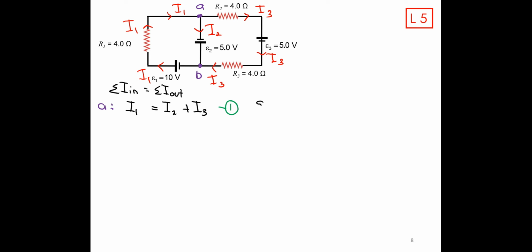Or you can use junction B. For junction B, we can see that I2 and I3 are in the junction. So I2 plus I3 is our I in, and away from the junction it is I1. So it is the same. If you refer to junction A and junction B, I2 plus I3 equals I1.